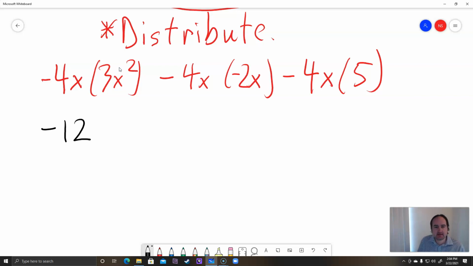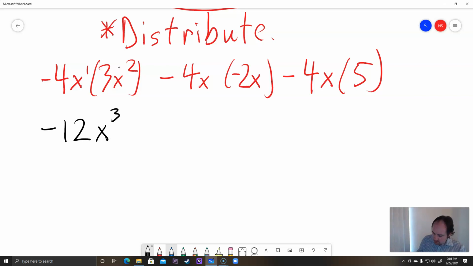All right, and x times x squared, well, that's the same as x to the 1 times x to the 2. And recall from our rules of exponents, if you're multiplying exponentials with the same base, you add the exponents. So this is going to be x to the 1 plus 2, which is x to the 3. So it's going to be x cubed. So we have negative 12x cubed for the first term.